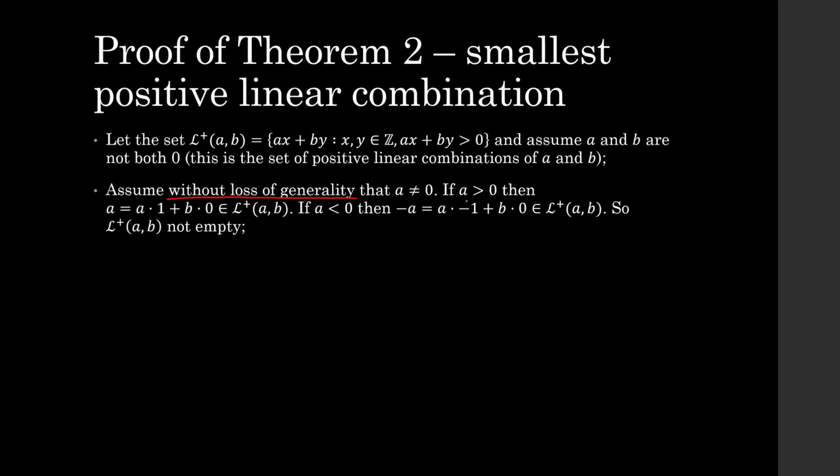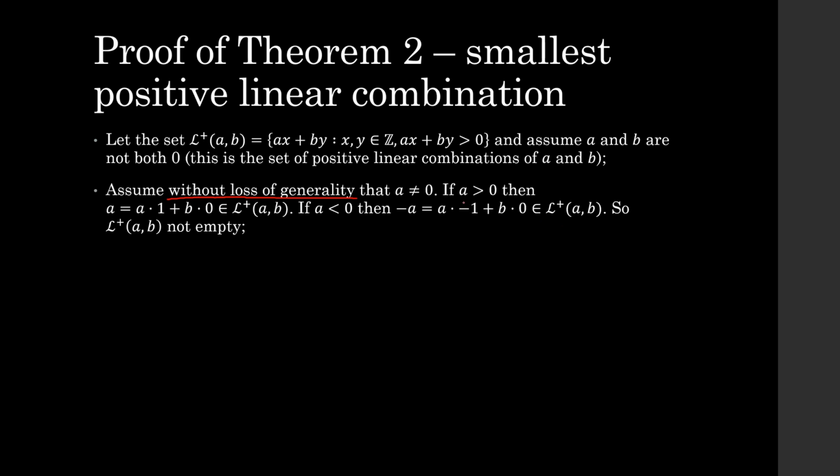So if A is bigger than 0, then A is equal to A times 1 plus B times 0, right? And so that's going to belong to the positive linear combinations of A and B because A is bigger than 0. So then that means that the set is not empty if A is bigger than 0. If A is smaller than 0, then minus A is equal to A times minus 1 plus B times 0, and minus A is going to be bigger than 0. So that's going to belong to the linear combinations of A and B that are positive. So it's not empty if A is smaller than 0 either.